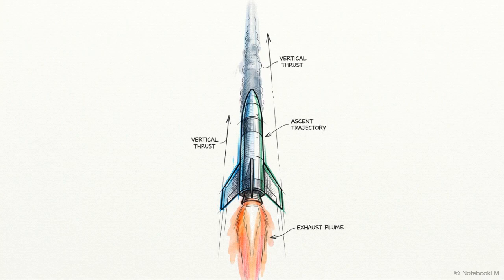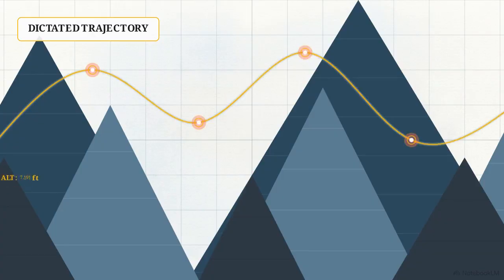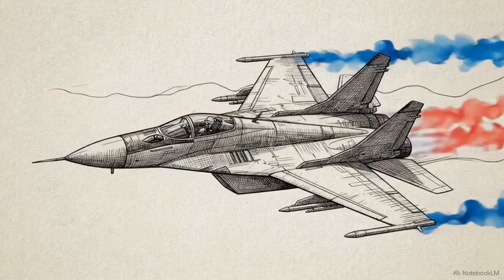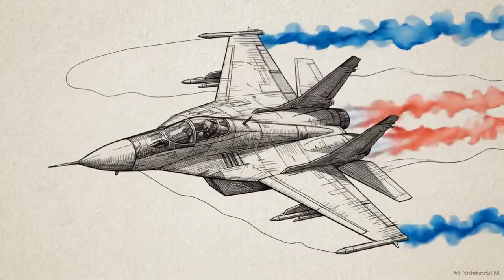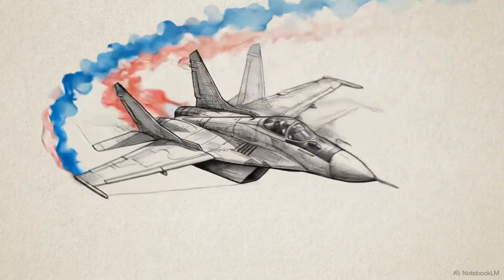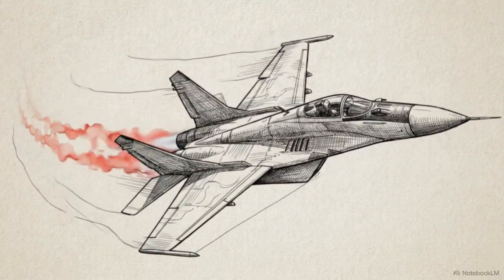Generating lift and thrust simply creates a moving object. Turning that object into a safe aircraft requires the ability to continuously and precisely dictate its trajectory through space. This is the core of flight mechanics, the engineering discipline of managing how an aircraft moves and responds to various forces across 3 dimensions simultaneously.